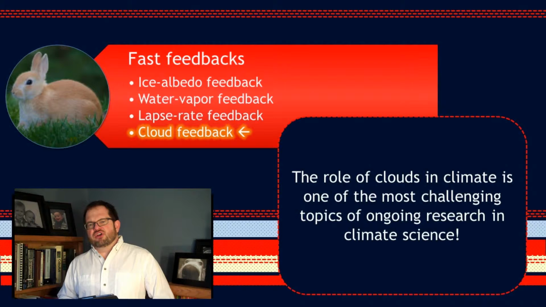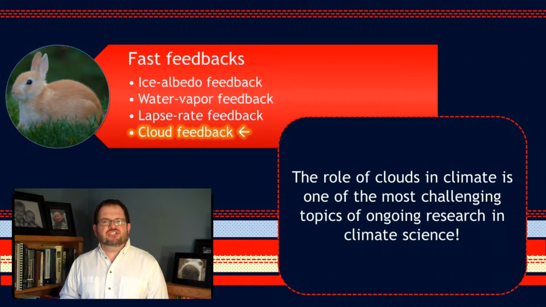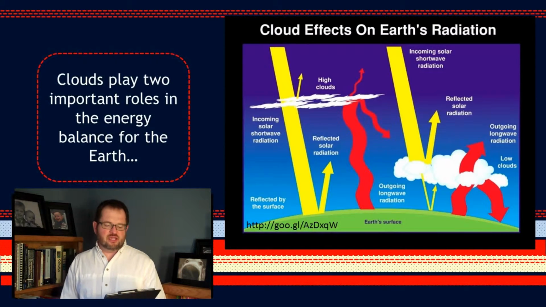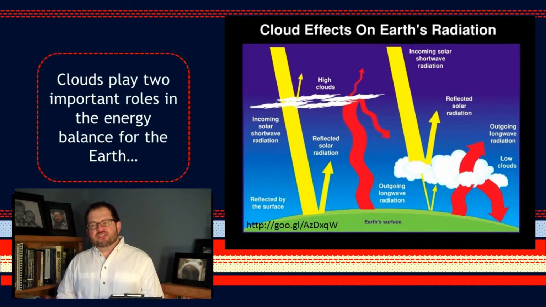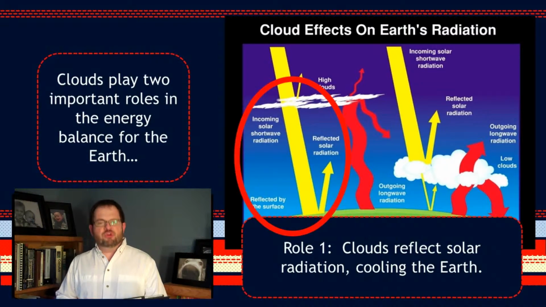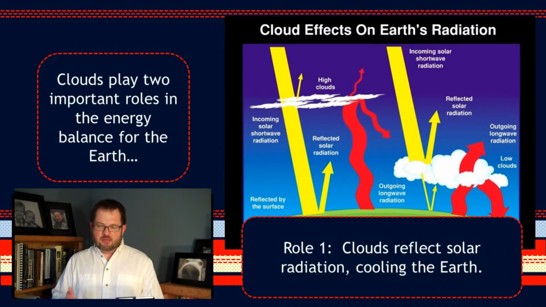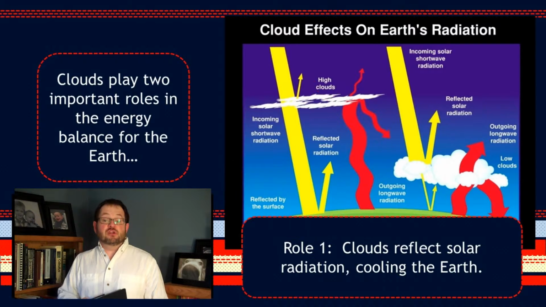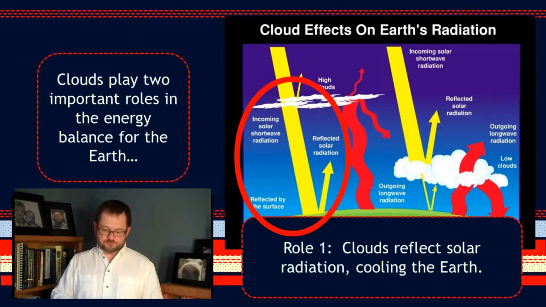The fourth one I listed here is a whole complicated issue. It's called the cloud feedback. And the cloud feedback and the role of clouds in climate change is actually one of the most complicated of the ongoing problems in climate science. I'm going to switch to a slightly different version of an energy balance type diagram here to show you what I'm talking about. Clouds in the atmosphere play two important roles with regard to the energy balance. We'll call role 1 what they do with regard to shortwave radiation. By and large, clouds reflect shortwave radiation from the sun and keep it from reaching the surface of the Earth. That is a role that is keeping the Earth cool.